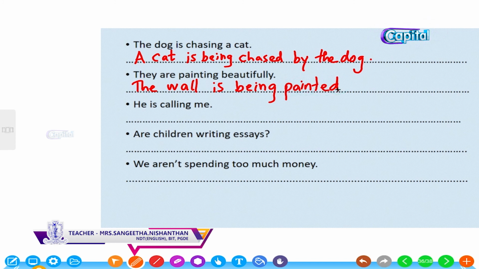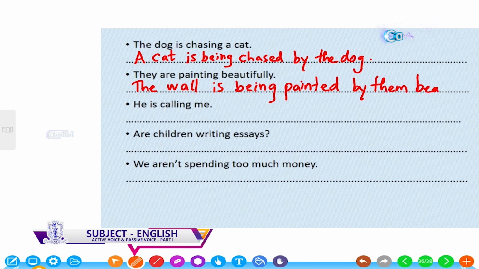Painted by them. They is here, them. Beautifully. It is an adverb. How are they painting? Beautifully.